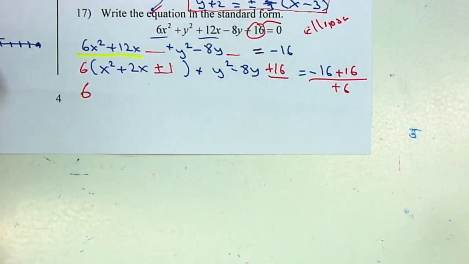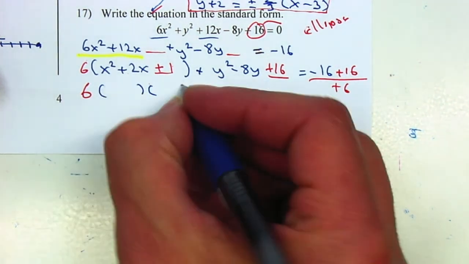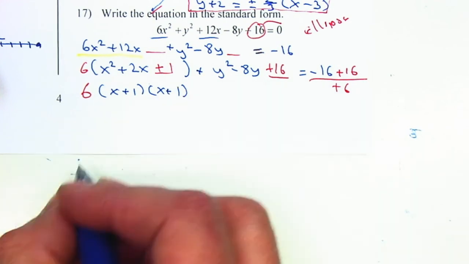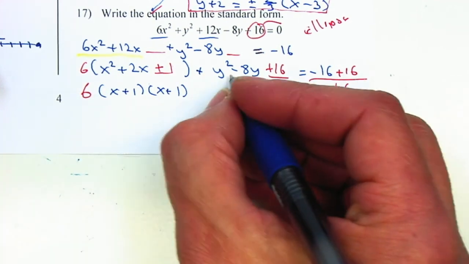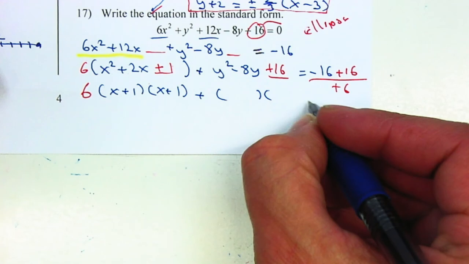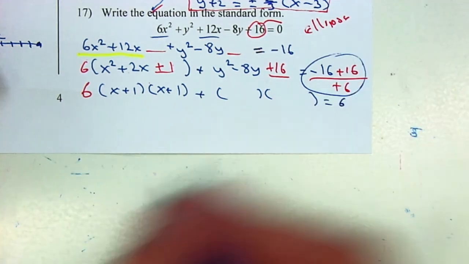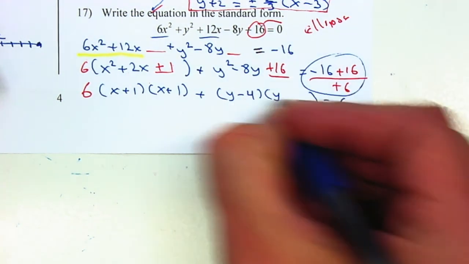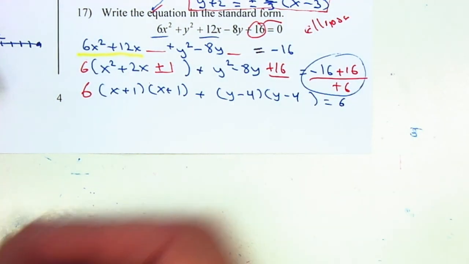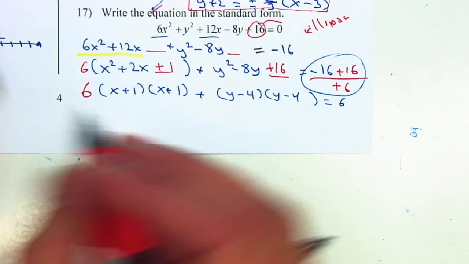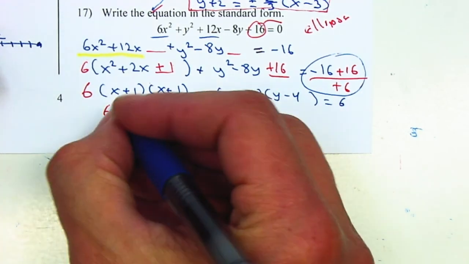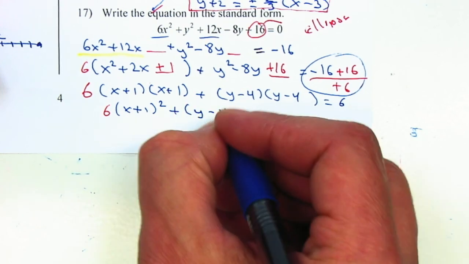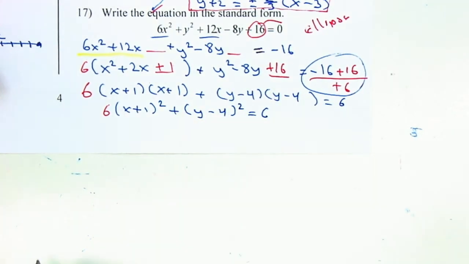Let's factor this out. Double parentheses. That'll be x and x, positive 1, positive 1. Let's factor this out. Double parentheses, equal to 6. That becomes 6. So it'll be y and y, negative 4 and negative 4. We're going to rewrite it. So it'll be 6 outside. We have x plus 1 squared plus y minus 4 squared is equal to 6.